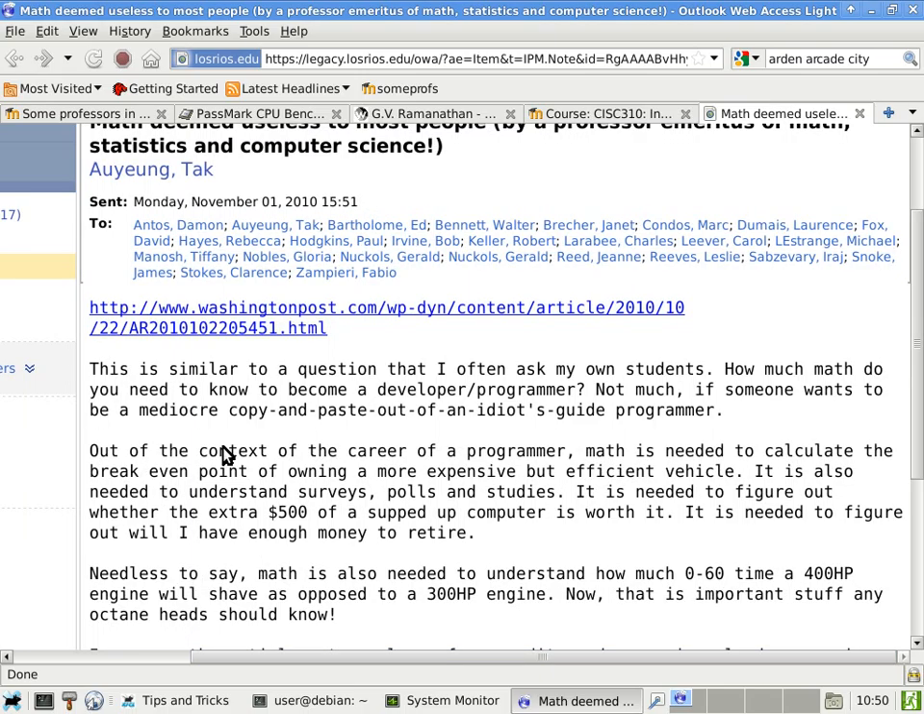Okay, so I'm going to start with this part here out of the context of a programming class. Obviously programming classes need more math than some other classes, and not everybody is taking a programming class. Most of you are, or at least need. But not everybody is. The majority of population do not need programming classes. So we'll just kind of forget about that.